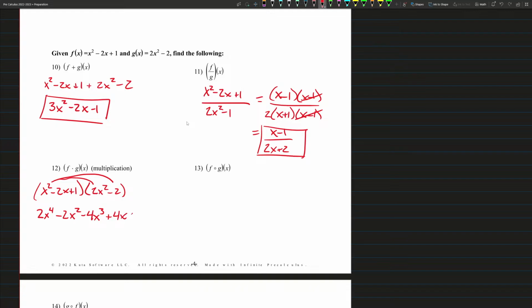1 times 2x squared is plus 2x squared, and then minus 2. And then we combine like terms, so we've got 2x to the fourth, minus 2x squared and 2x squared cancel. We have minus 4x cubed plus 4x minus 2. So I believe I did all of that right.